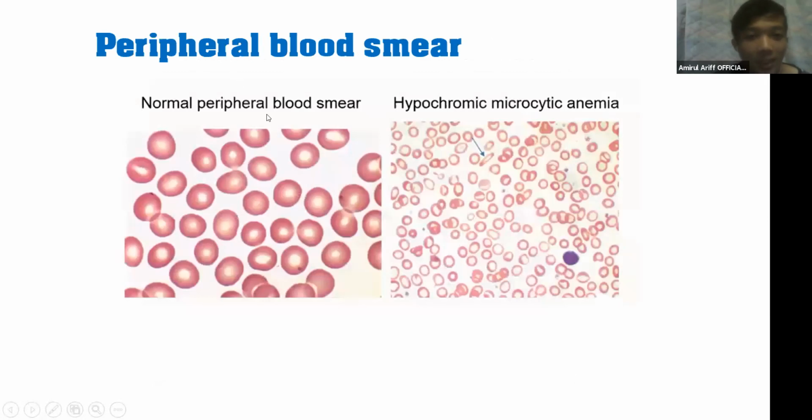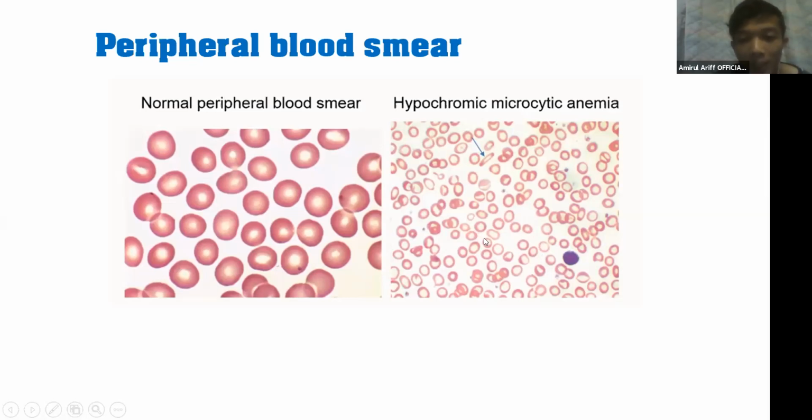So in this peripheral blood smear, in a normal smear you can see there is a central pallor and the color is healthier. Compared to hypochromic microcytic anemia, there is hypochromia, which is an increase in the central pallor, as you can see in all the cells, and microcytosis. Microcytic means a small cell.